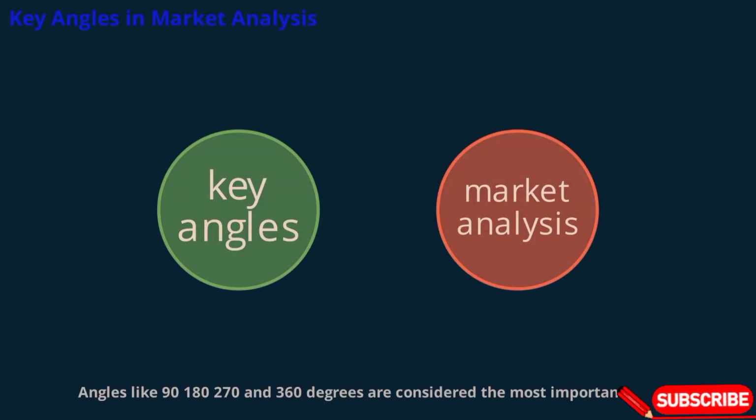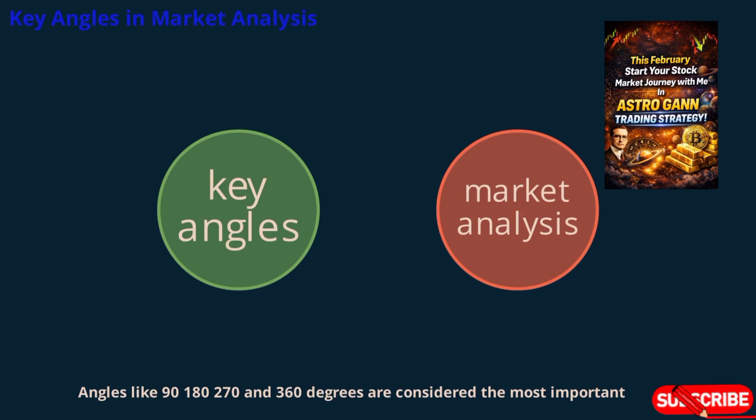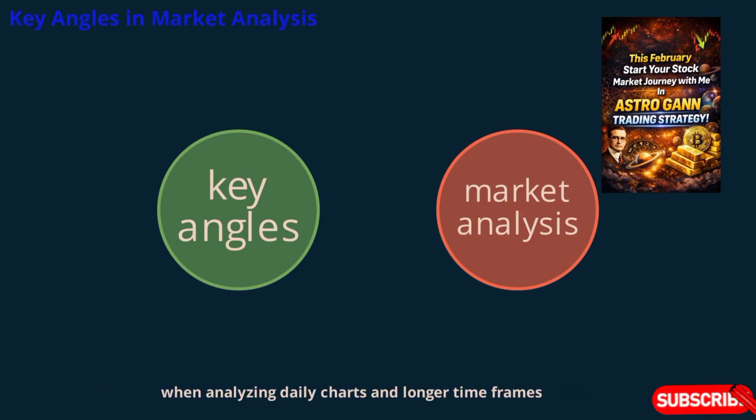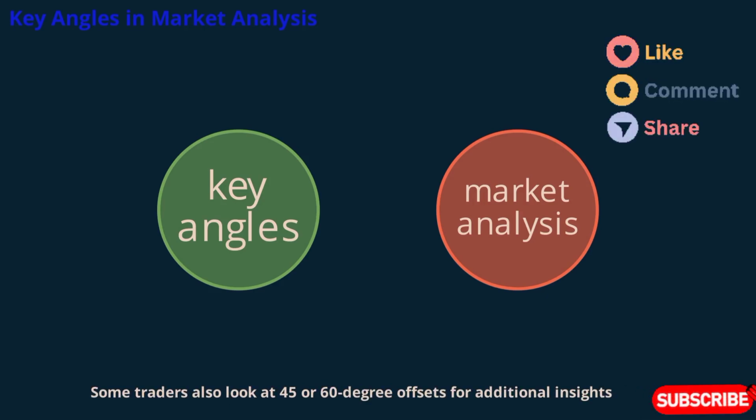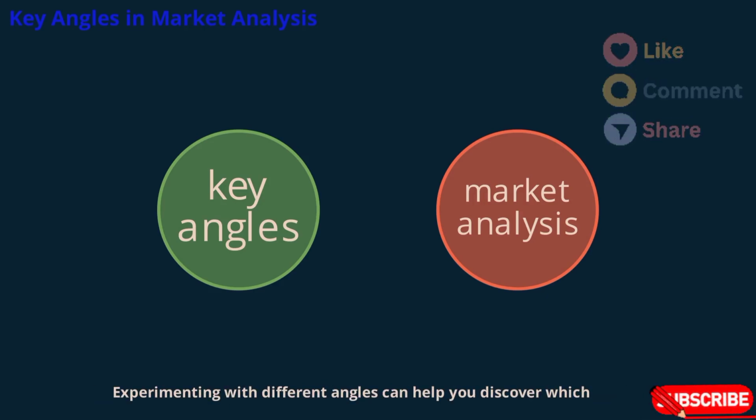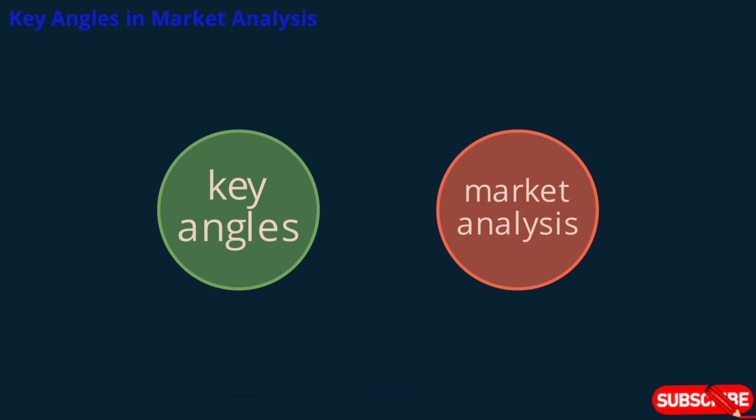Angles like 90, 180, 270, and 360 degrees are considered the most important when analyzing daily charts and longer time frames. These angles often correspond to significant support or resistance levels in the market. Some traders also look at 45 or 60-degree offsets for additional insights. Experimenting with different angles can help you discover which ones are most relevant for the markets you trade.